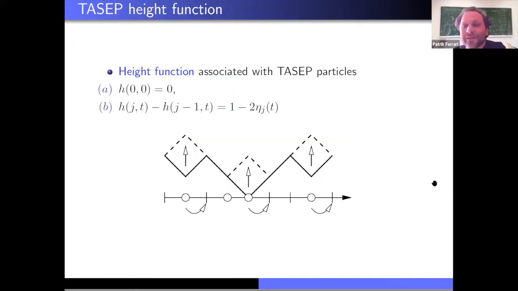Here, one can of course associate a height function, which is exactly upside down with respect to the notation of Jeremy. The important point here is that you set the height function to 0 at some position, and then the discrete gradient is given in terms of whether there is a particle or not. So the discrete gradient is 1 minus 2 times the occupation at this site.